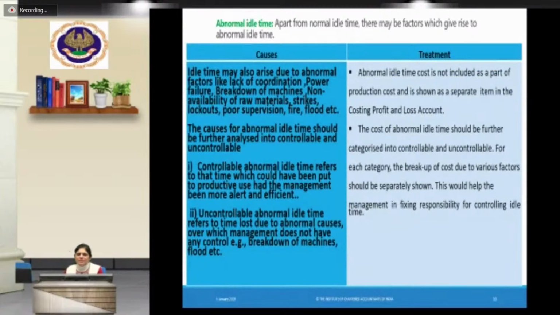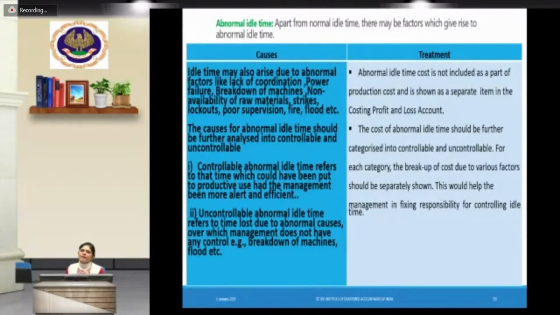All right. So we'll see which abnormal idle times can be controlled. Idle time may also arise due to abnormal factors like lack of coordination, power failure, breakdown of machines, non-availability of raw materials, strikes, lockouts, poor supervision, or fire or flood, etc. See, abnormal idle time should not have happened, but it has happened. All right. So there should be efforts to minimize or eliminate abnormal idle time.